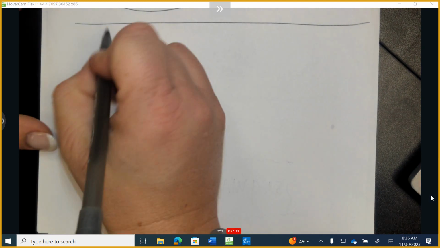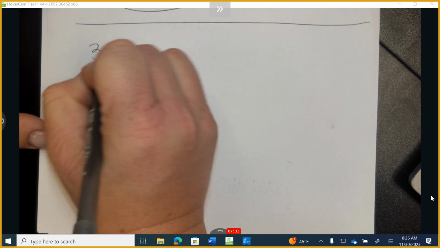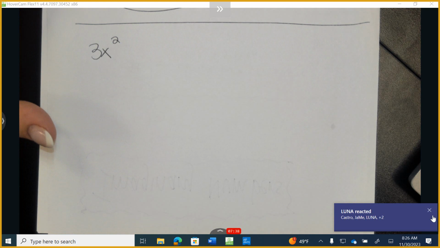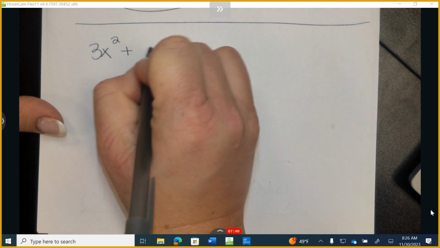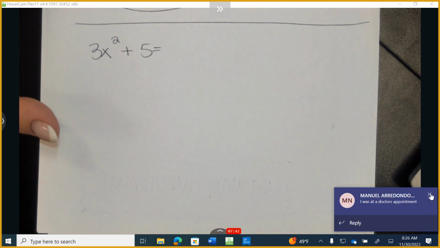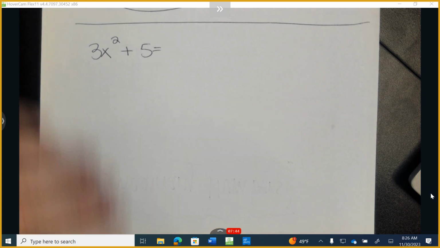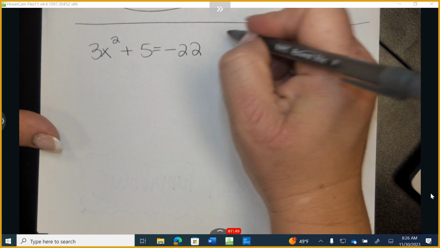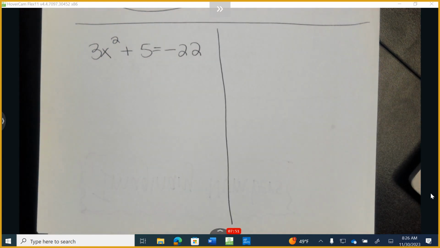Here's our next one. Let's go with 3x squared plus 5x, and let's have this be a negative 22. I'd like you to try this the entire time. I'm even going to make a deal with you.